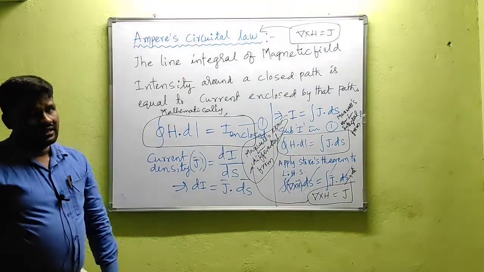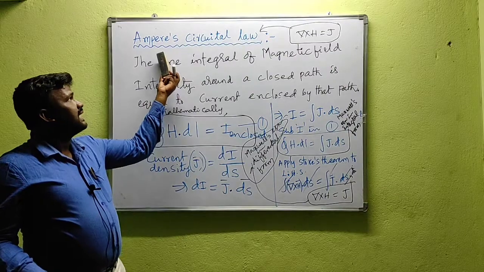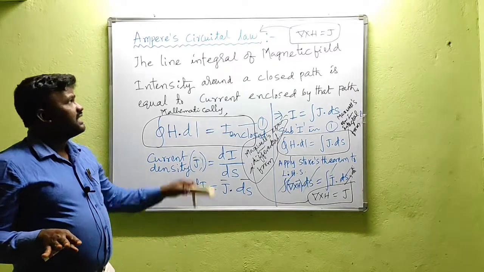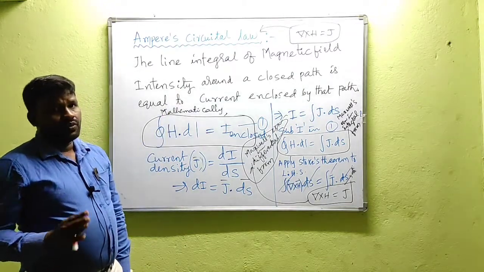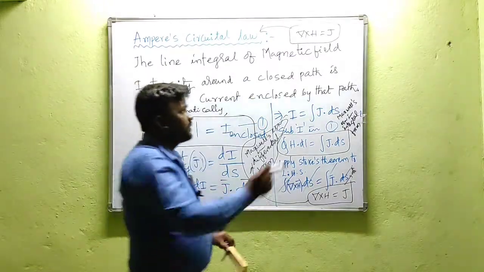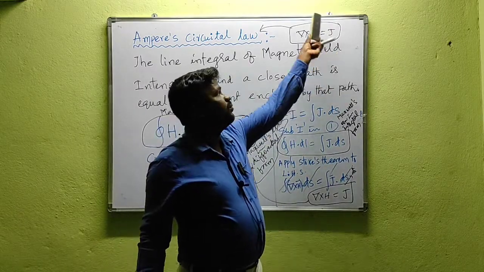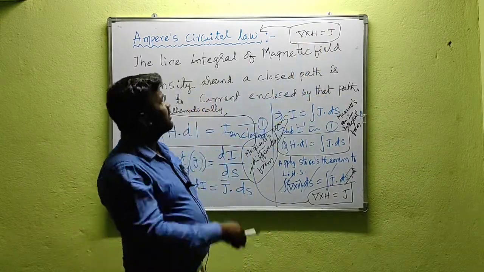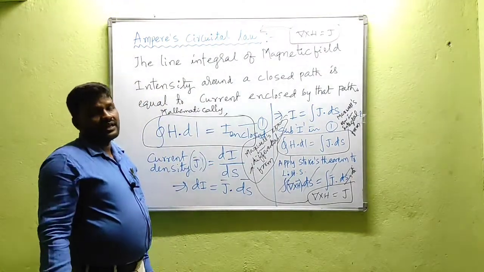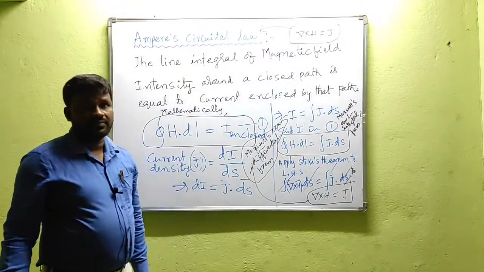In the next class we will discuss the inconsistency in Ampere's circuit law. There is an inconsistency in Ampere's circuit law. To validate this law, we need to add some more parameter on the right-hand side of this equation. That means we need to modify this equation, and that law is known as the modified Ampere's circuit law. In the next class we will discuss the modified Ampere circuit law, or the inconsistency in Ampere's circuit law.